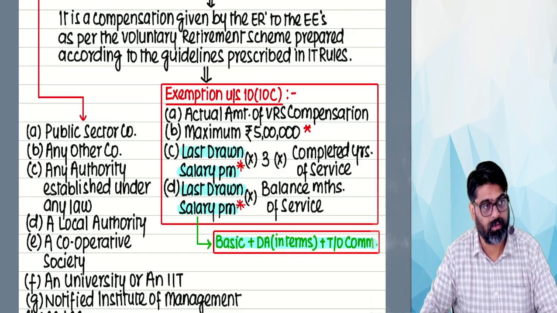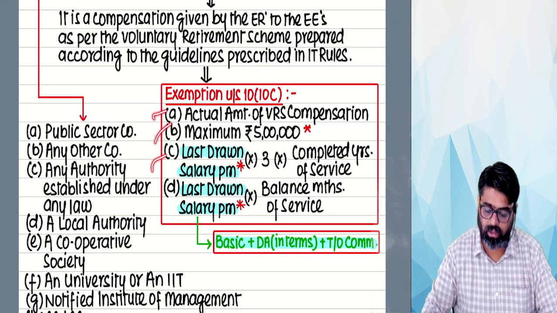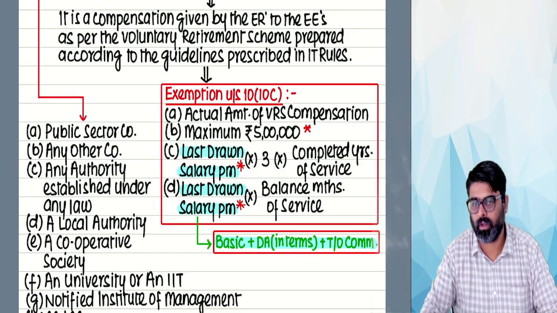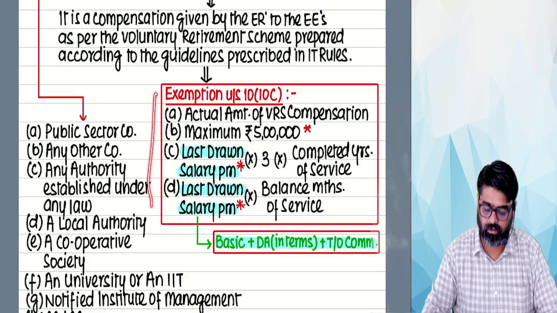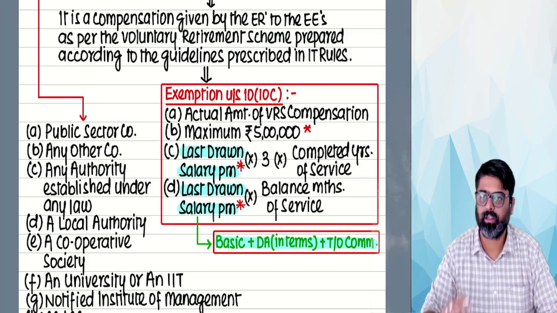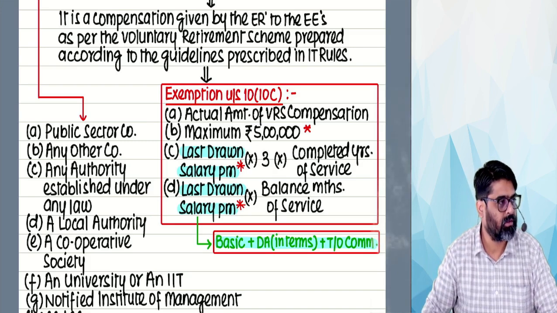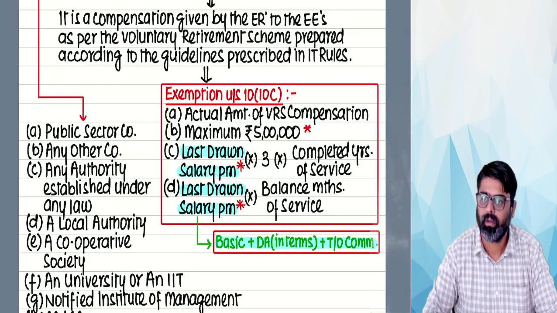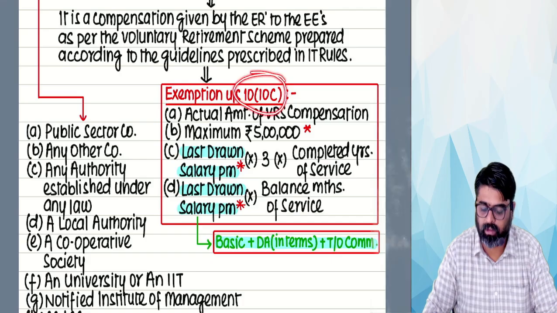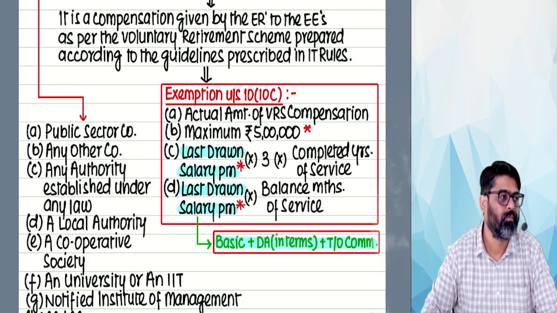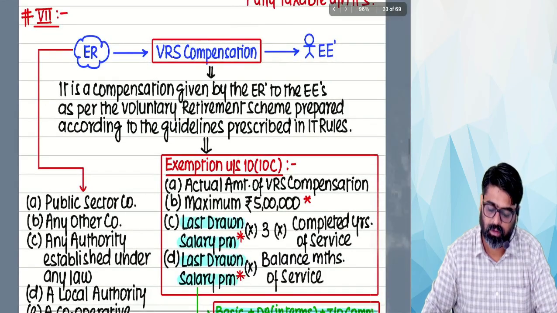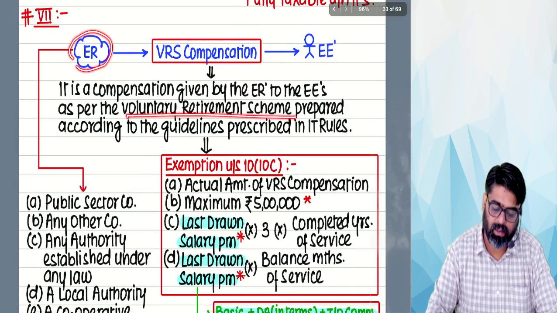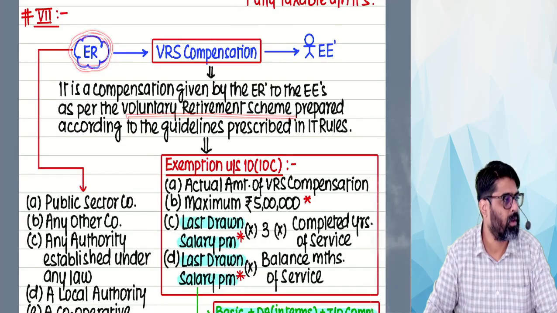VRS compensation. So A, B, C and D. These 4 limits you are going to check. Whichever is lower, that amount will be exempt under section 10C out of your VRS compensation. The balance VRS compensation will be taxable. Understanding? But wait, if you want to claim this exemption, then the VRS scheme must be prepared by a specific employer.